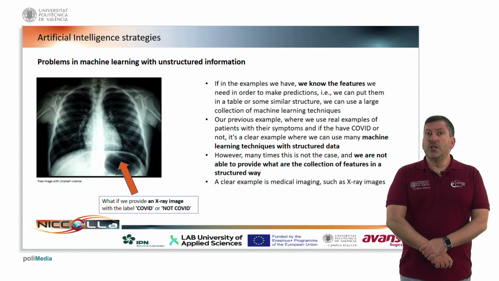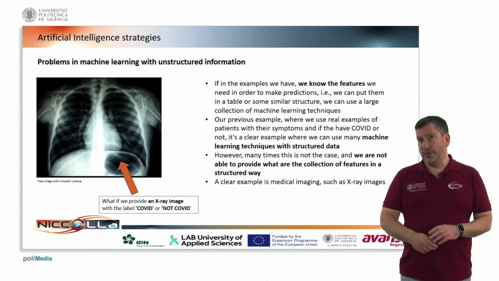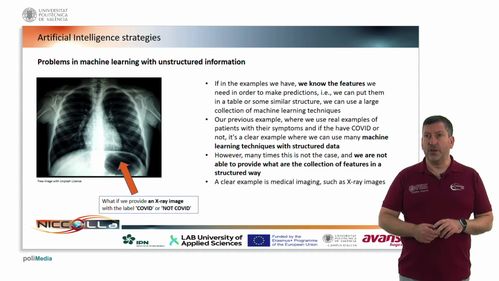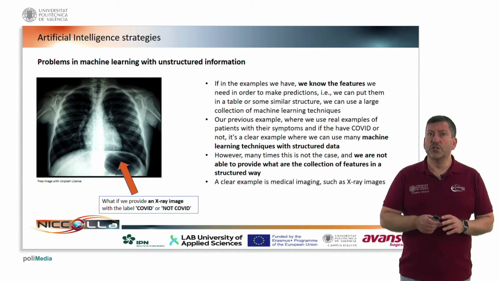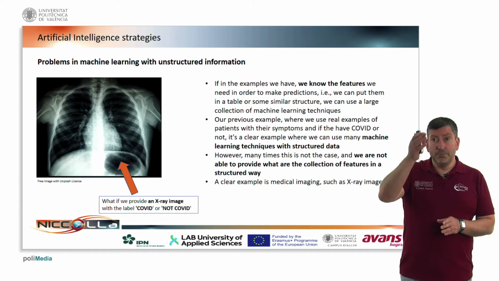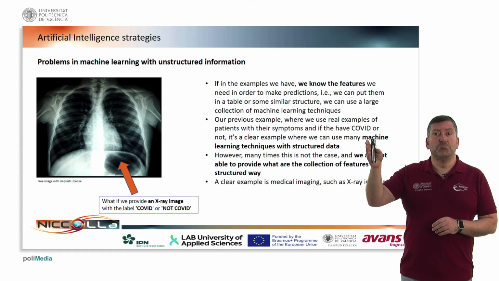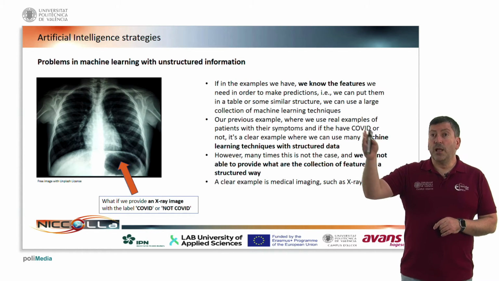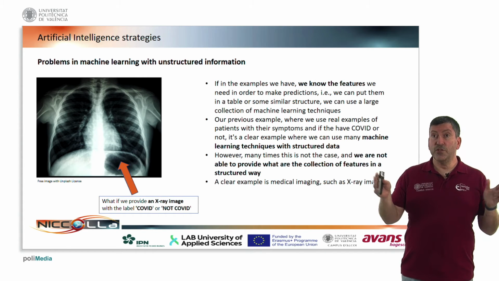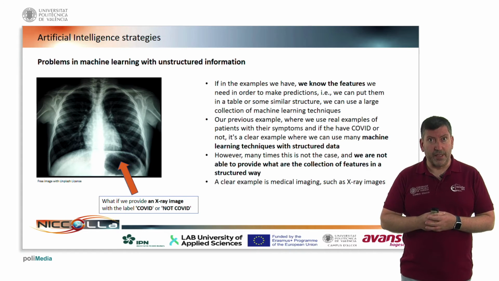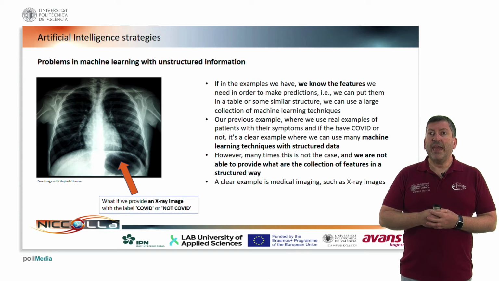Problems in machine learning with unstructured information. In the previous example, for example, we know the features we need in order to make predictions. So we can know, okay, temperature, oxygen in blood, this kind of thing. If we know these features, we can use some very well-known machine learning techniques. But we can have problems if this is not the case.